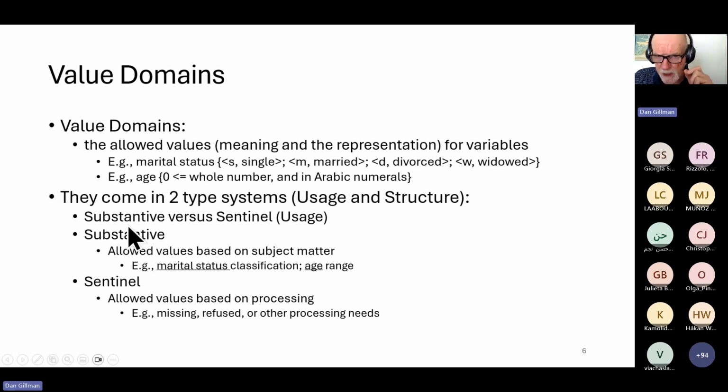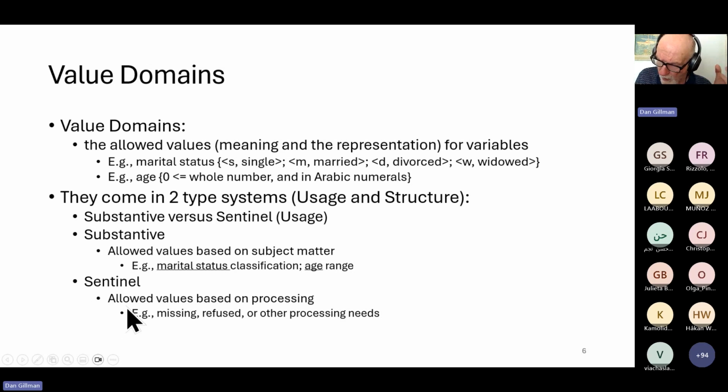For usage, we have the idea of a substantive versus sentinel value domain. Substantive value domains are values based on the subject matter. So, for instance, the marital status classification. And the sentinel values are those that are for processing.